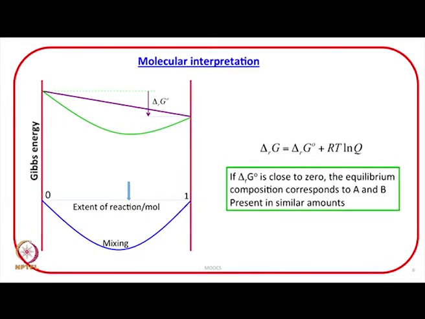And that's what is commented. If delta Rg0 is close to 0, the equilibrium composition corresponds to A and B present in similar amounts. So I hope it is clear that the effect of mixing is actually represented in the second term, the RT log Q term. R is a constant, T is a given temperature. In fact, it is the Q term which includes the effect of mixing.